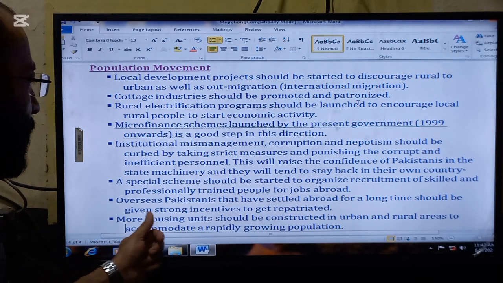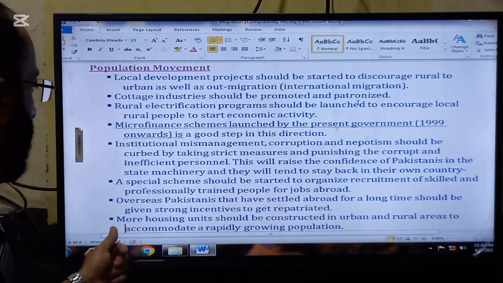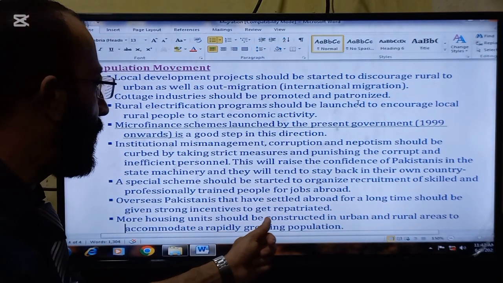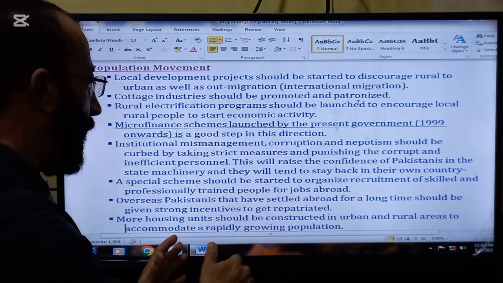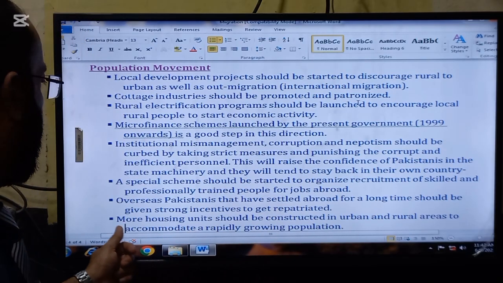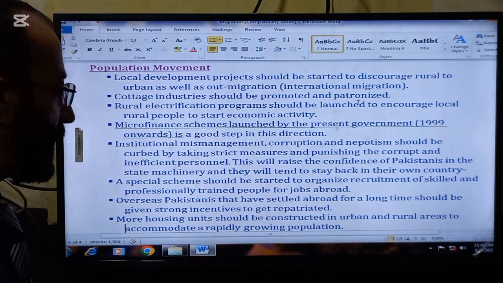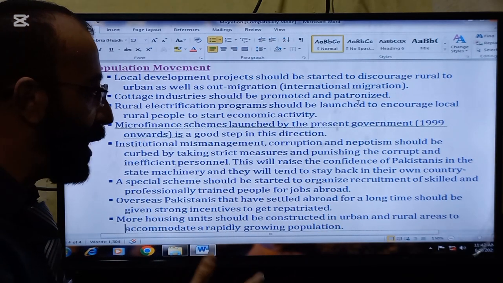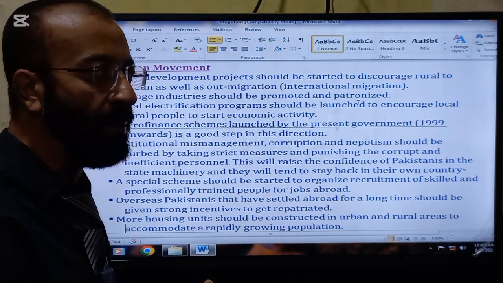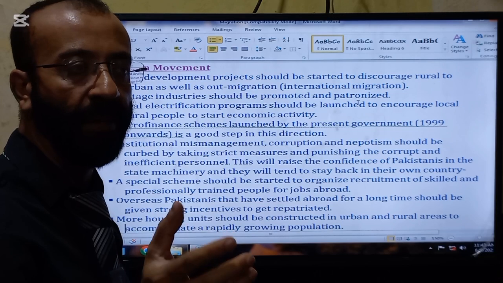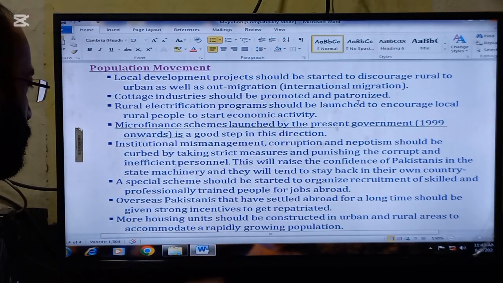Next is overseas Pakistanis that have settled abroad for a long time should be given strong incentives to get repatriated. So this is a good solution. If we give them a good incentive, they will come back with their money, they will settle here, they will develop different projects here. For example, different companies, different businesses, so they will be able to employ local people. So this is a good solution.